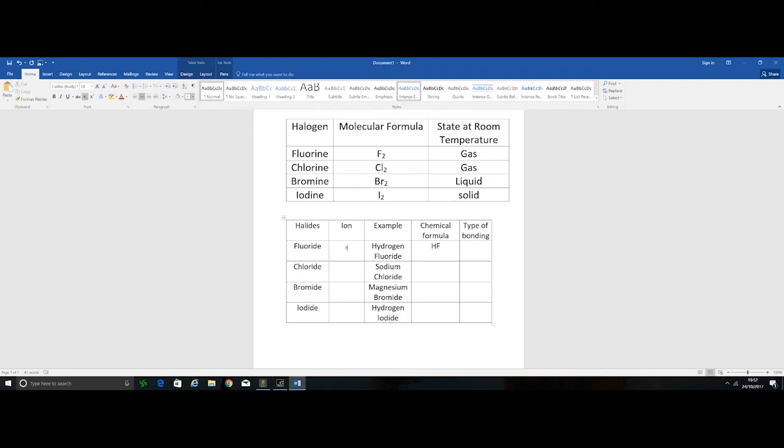It's an F minus charge, right? Fluorine, once it becomes a halide, has an F minus charge, because it's gained an electron, so it's going to have an F minus charge. The chemical formula for hydrogen fluoride is HF.